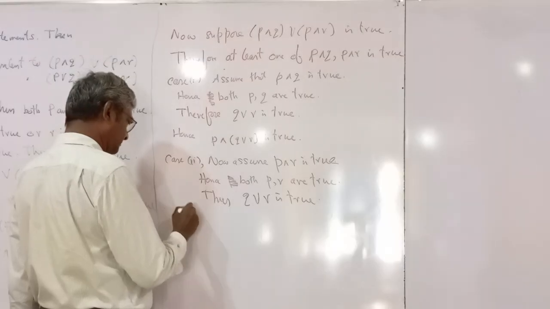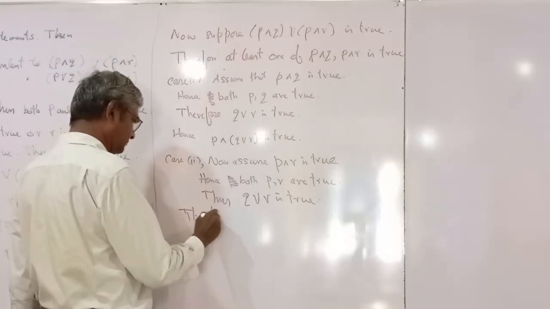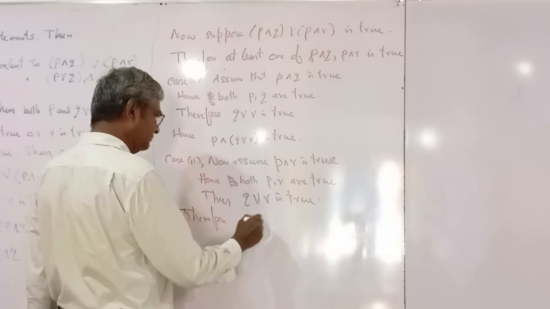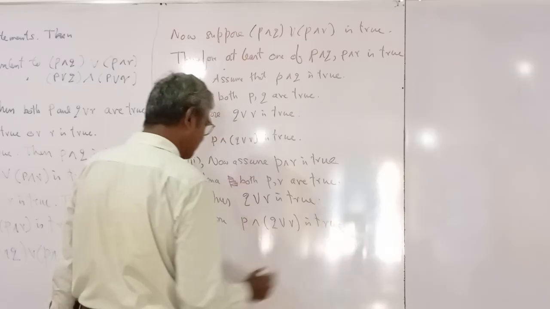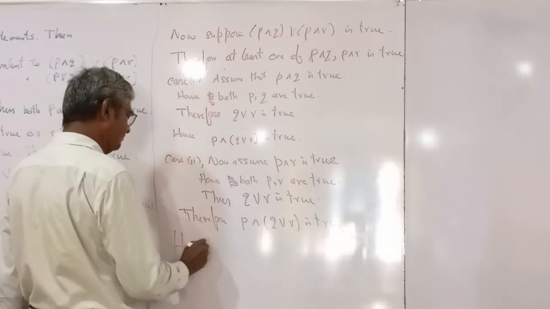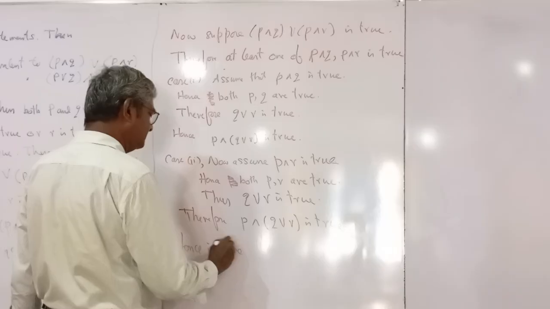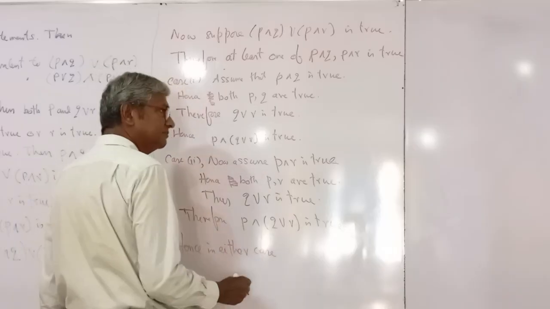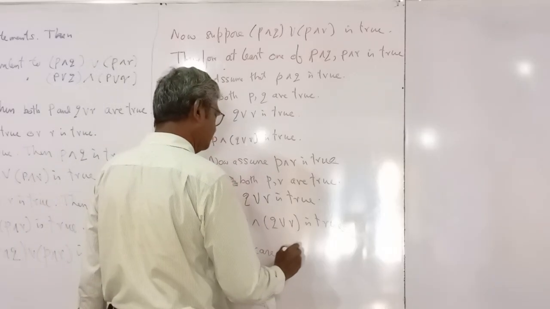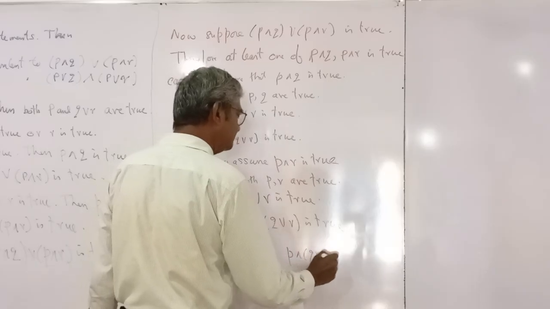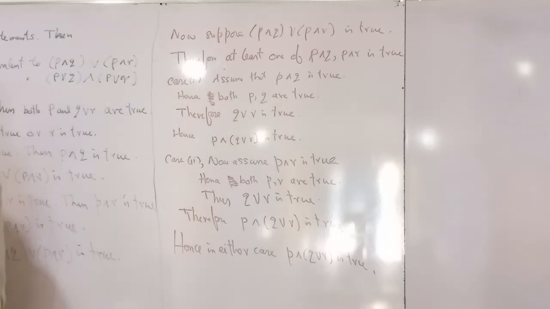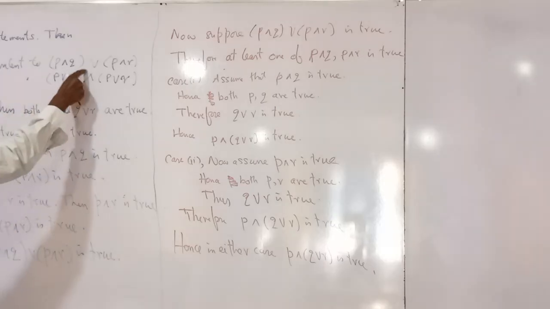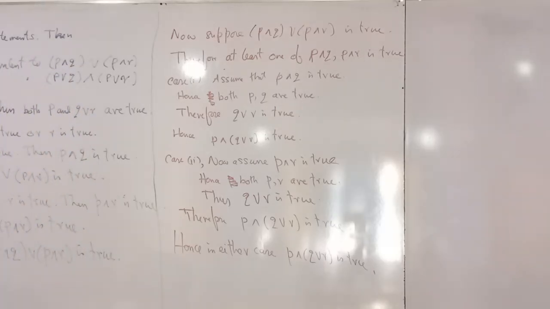Therefore, P and Q or R is true. Hence in either case, P and Q or R is true. Then we have proved, if this is true, then this is true.